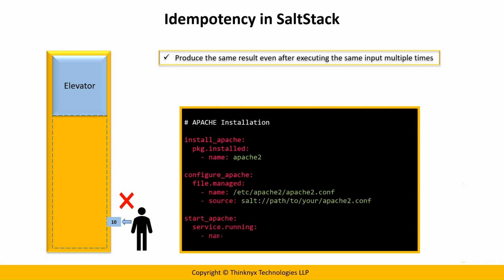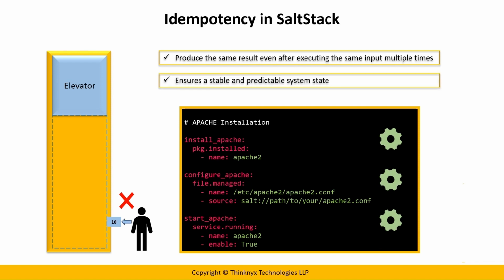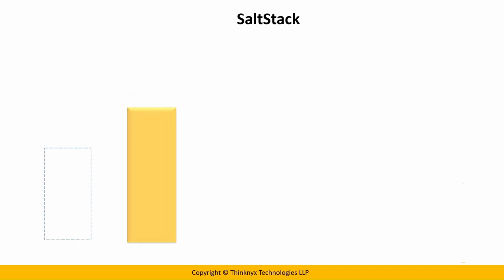In the earlier example, where we configured an Apache application on our minions, the code ensures the installation of the package, configuration of files, and having the Apache service up and running. Irrespective of the number of times we run the code, the results won't change. That means if the package is already installed, the configuration file already configured, and the service is already up and running, SaltStack will refrain from making any alterations, ensuring a stable and predictable system state.